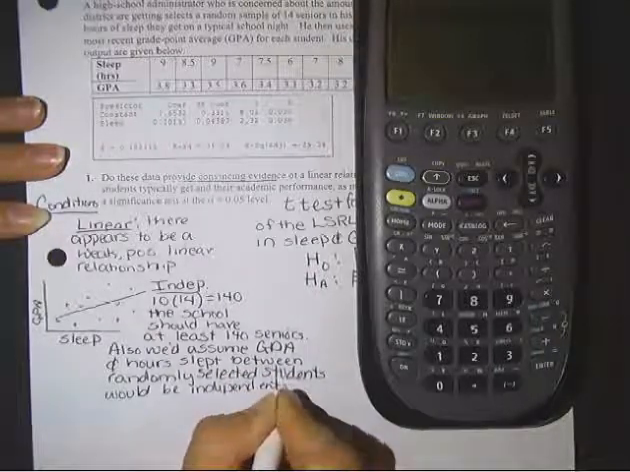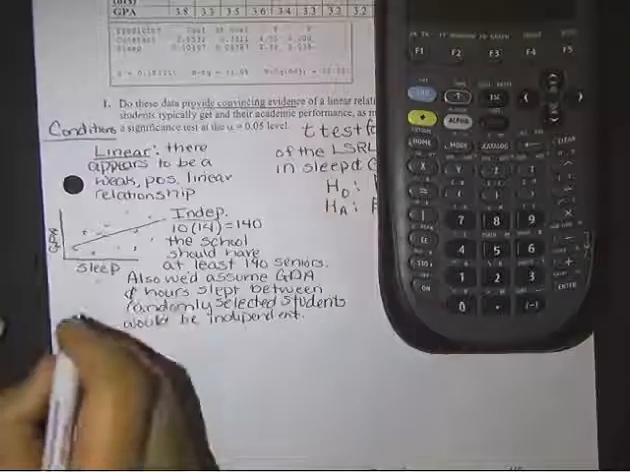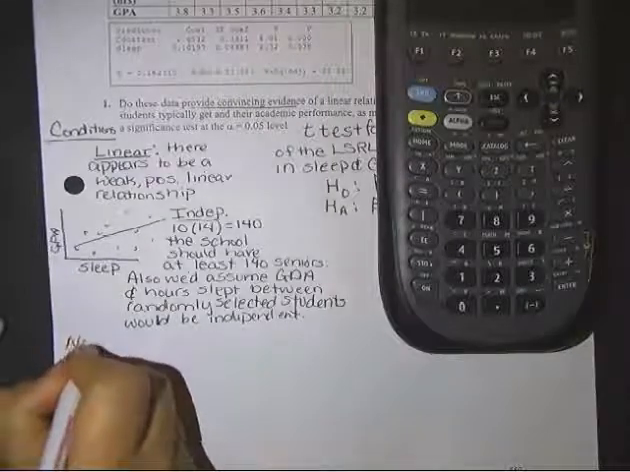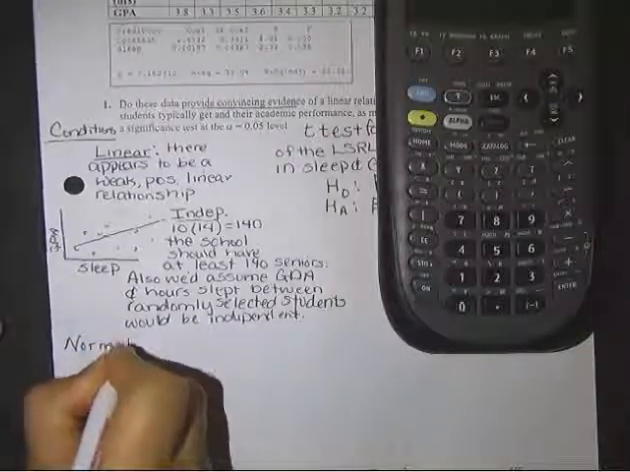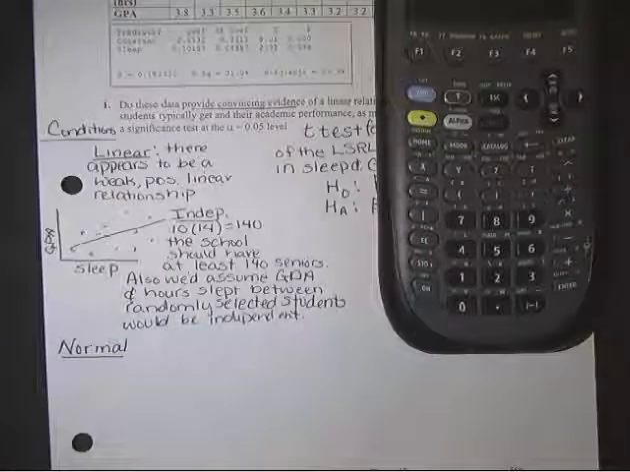A lot of writing here. That's why we don't do the conditions often. Okay, N is normal. I think this one's the hardest one. Remember, you're trying to see that in the population, that for any given X, those Y values are normally distributed.